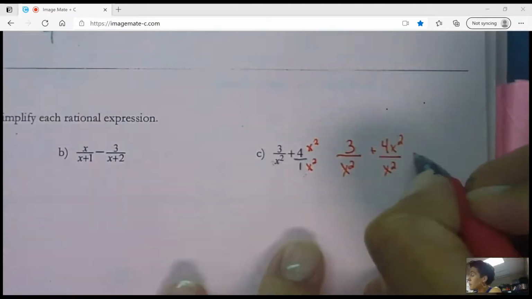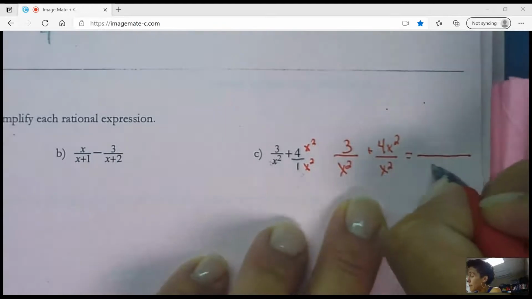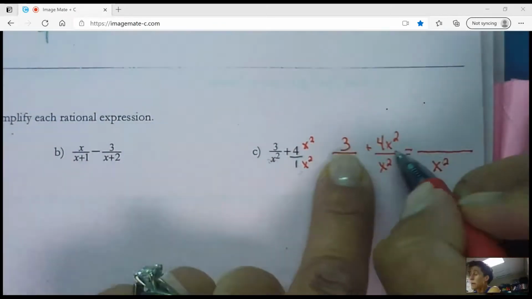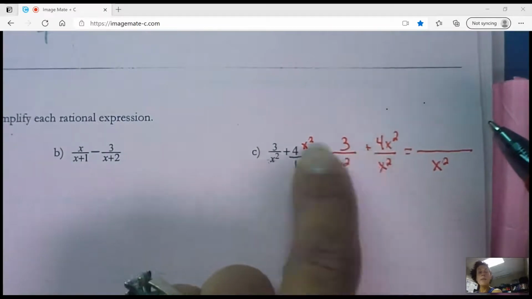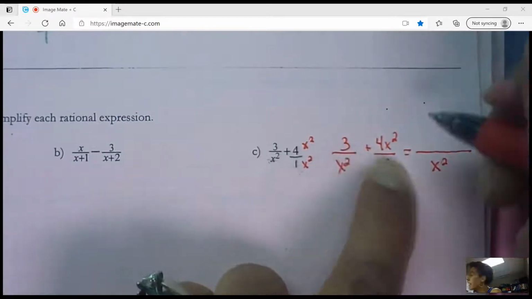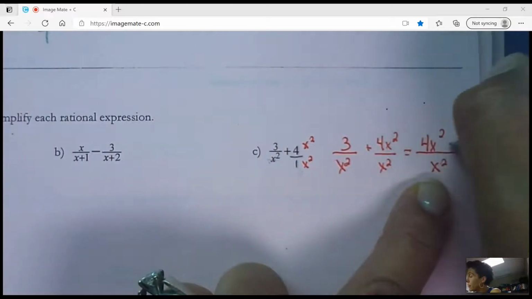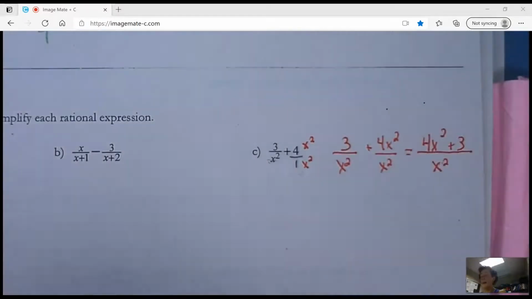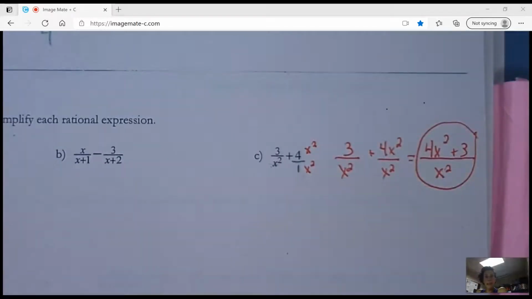And now what I'm going to do is add my fractions. So when you add or subtract fractions, the denominator is going to come along, and then I'm going to add these. Unfortunately, I can't make them 7 or 7x squared because they're not like terms. So I'm just going to write my numerator in standard form by putting the 4x squared plus 3. I am adding them, I just can't combine them into one term. So that's C. C is done.